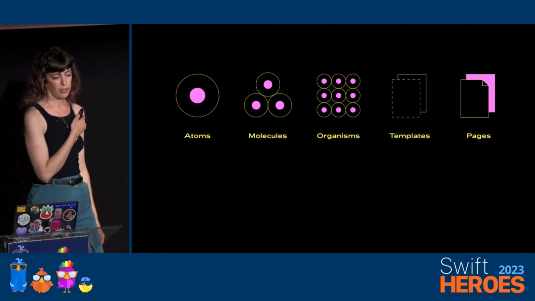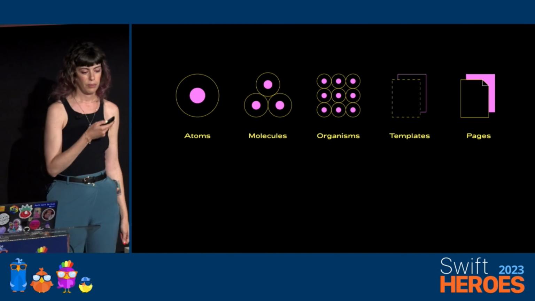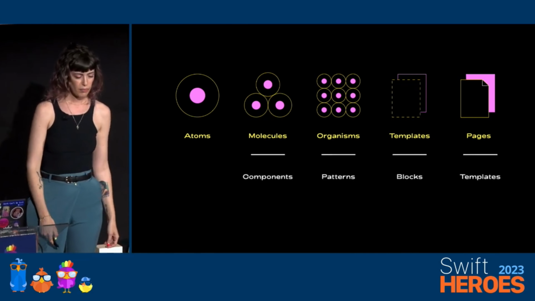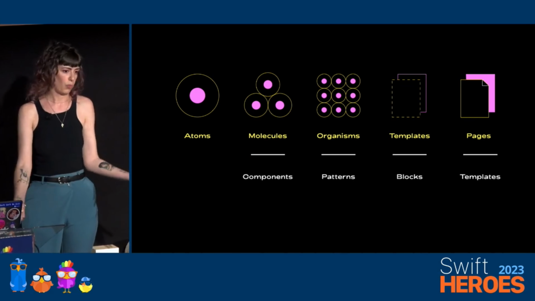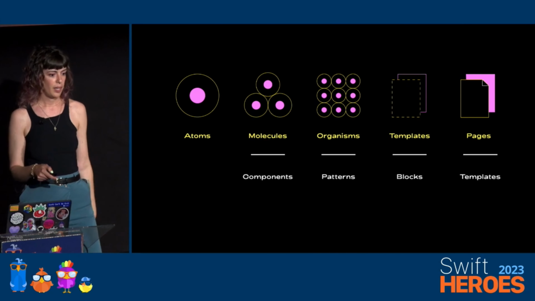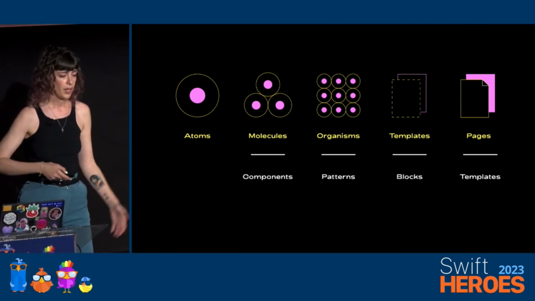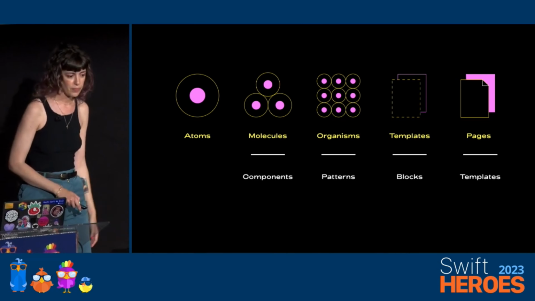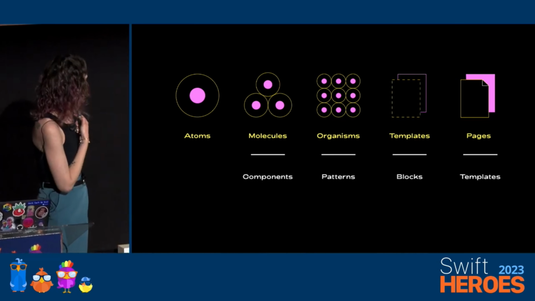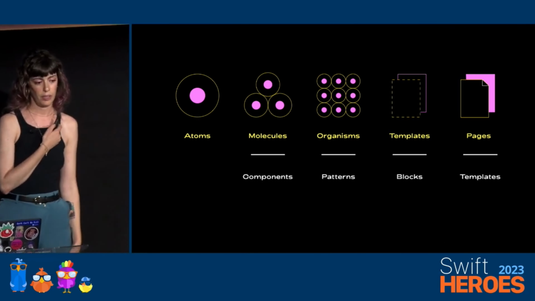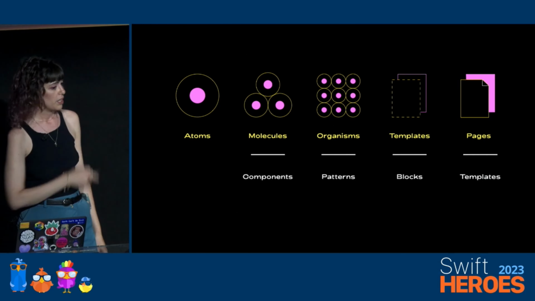How does everything translate into real UI design? So molecules are what we call components everywhere. Then we have patterns, blocks, and templates. Everything we use to build our interface. But can you notice that something is missing here? Can you spot the hole?